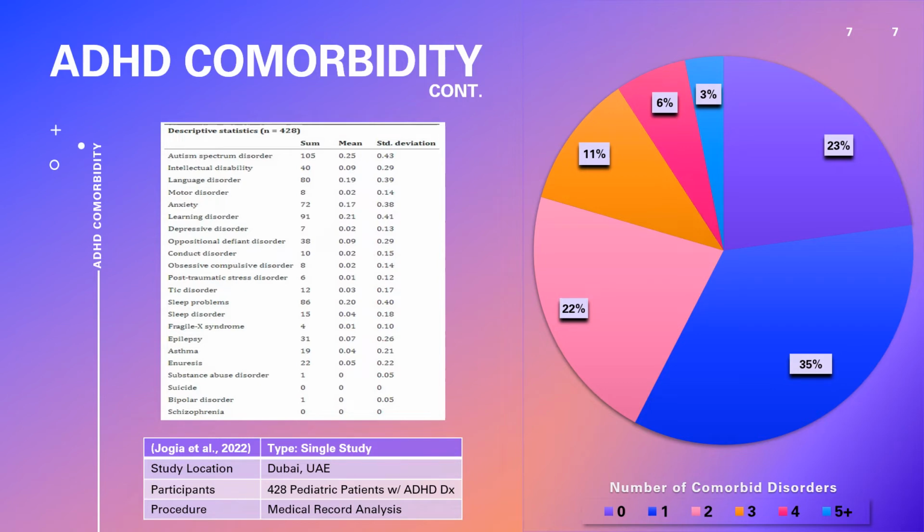As you can see in the pie chart, results indicate ADHD comorbidity is far more common than ADHD as a singular diagnosis. In fact, 77% of the patients with ADHD had at least one comorbidity, 42% had at least two, and 20% had at least three comorbid conditions. The top three comorbid disorders in this study are autism spectrum disorder at 24.5%, learning disorder 21.3%, and sleep problems 20.1%.